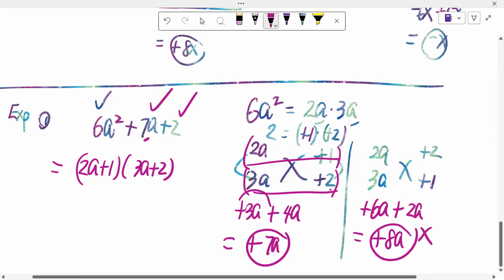But this is not good, right? Middle term is positive 7a. So positive a is not good. So this is not a correct combination here. No good. That's what I mean by trial and error, right? Trial and error.